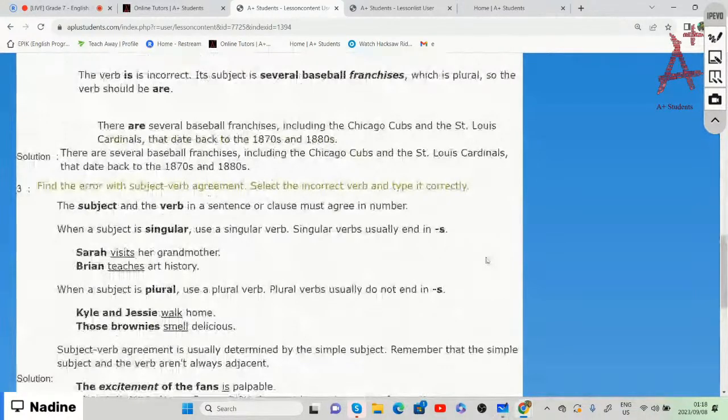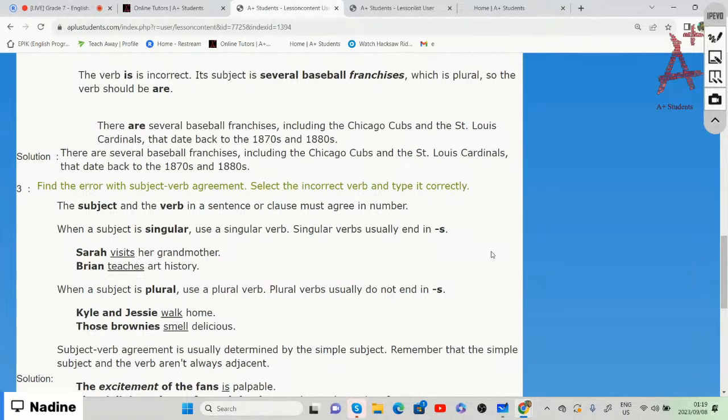So, there are several baseball franchises, including the Chicago Cubs and the St. Louis Cardinals, that date back to the 1870s and 1880s.